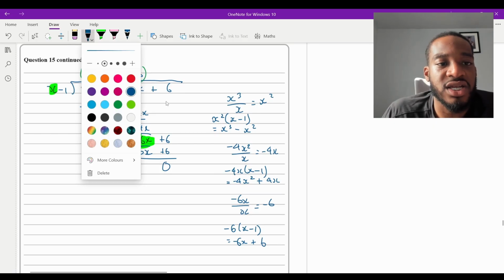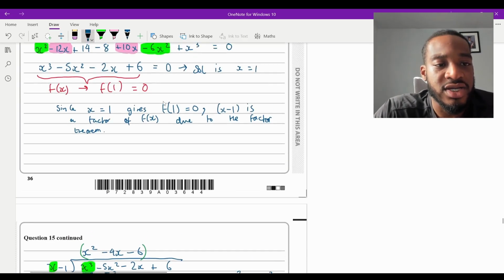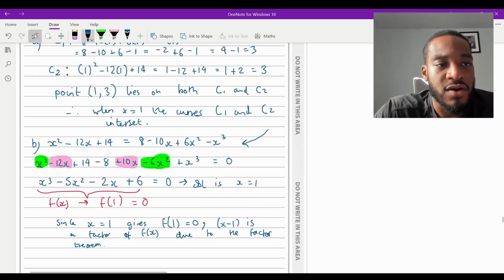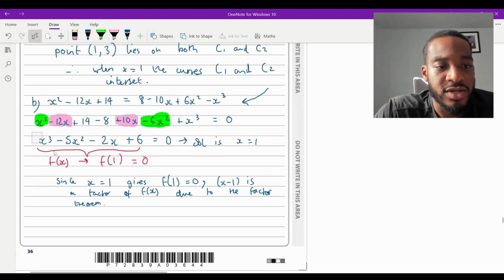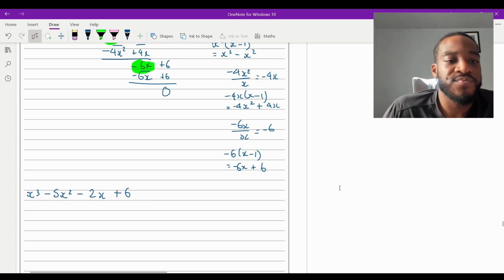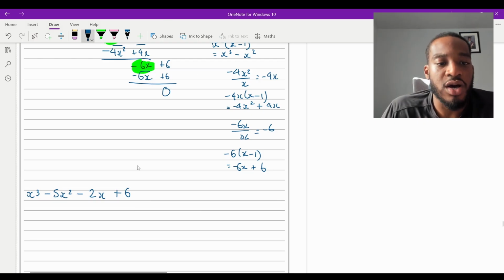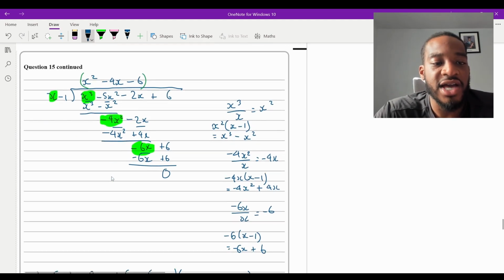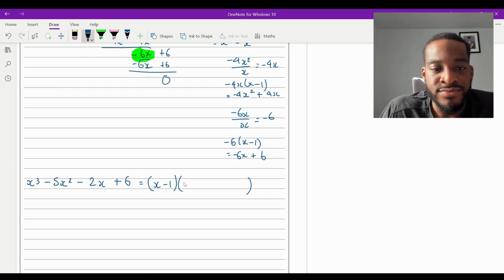So what we've done is essentially factorized it. So I'm going to copy this here. And what we've said is that this right here is just equal to the factor of x minus 1, and we're going to multiply that by the factor that we found there, x squared minus 4x minus 6.